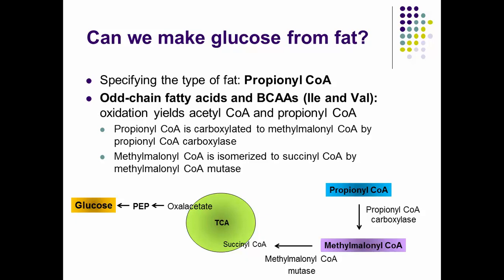Again, the two specific types of fat, glycerol and propionyl-CoA, can be gluconeogenic. And propionyl-CoA basically comes from two sources: one is odd-chain fatty acid oxidation and the other is branched-chain amino acid metabolism, right? Any questions about this process?